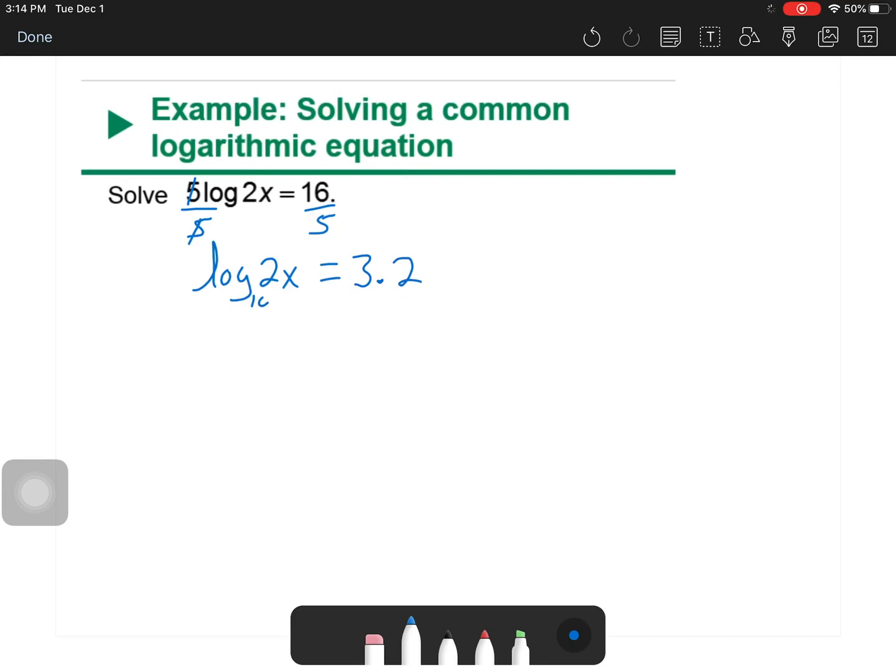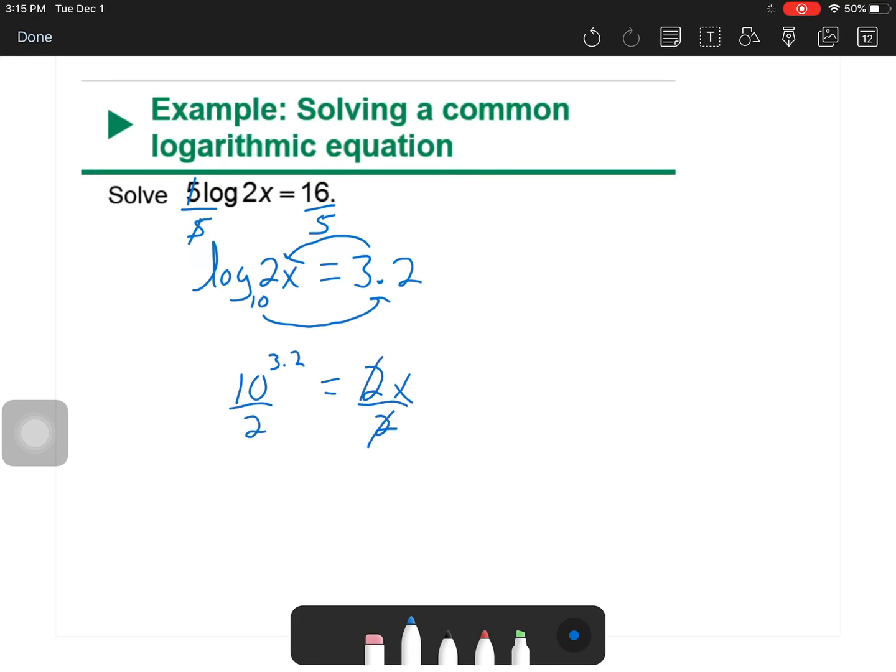And now again, it's an implied base 10 because it is a common log, right? Once I have it to this point, where I have a log expression on one side and a constant on the other, I change it into an exponential. So it's 10 to the 3.2 power is equal to 2x, okay? Now it's all just a constant on one side, 10 to the 3.2, equals 2x. And now I can just solve by dividing by 2, okay?